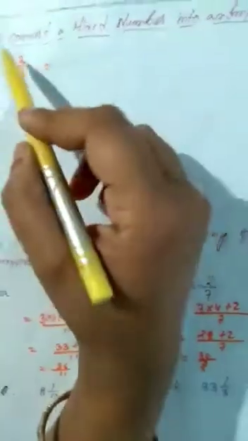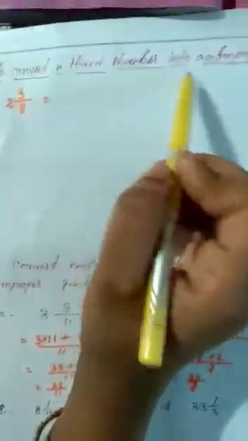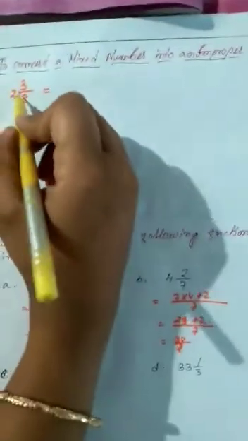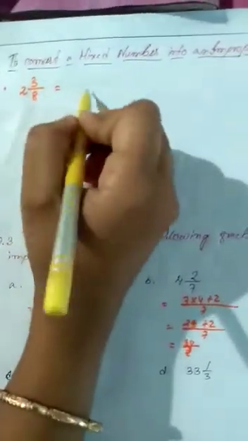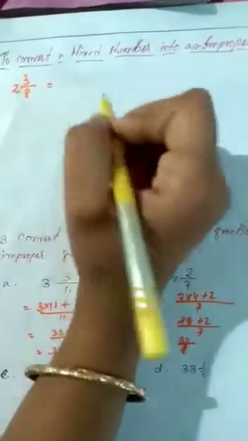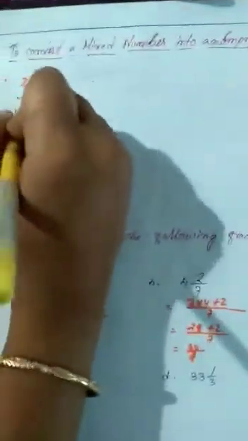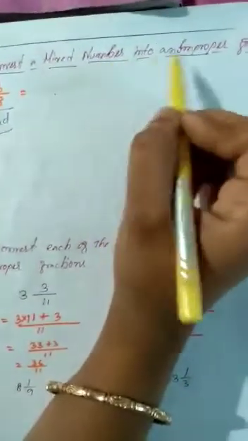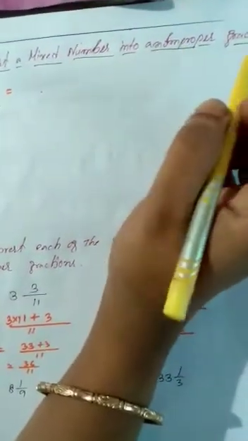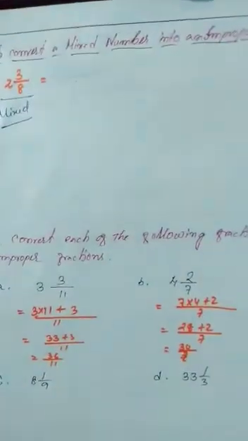Now we'll see the next. To convert a mixed number into an improper fraction, now we will see. Suppose I have written one example here, 2 3 by 8. How can we do it? 2 3 by 8, how can we convert it? As it's a mixed fraction, we have to convert it into an improper fraction. There are two ways we can solve it.